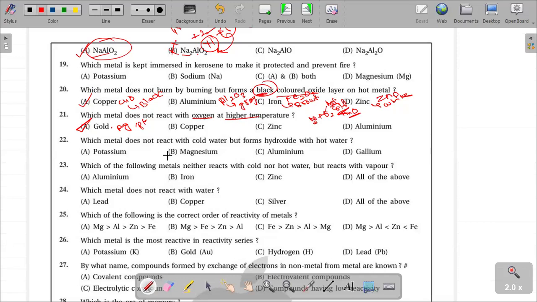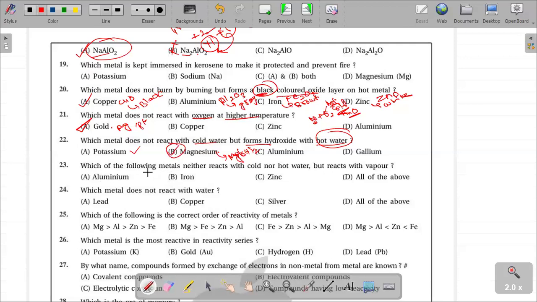And next one, which metal does not react with the cold water, but it will form the hydroxide with the hot water. So here, potassium will react with the cold water. And next, aluminum, gallium, and so on. So magnesium does not react with the cold water, but it will react with the hot water. Then you will get magnesium hydroxide, Mg(OH)2. So the answer is magnesium.